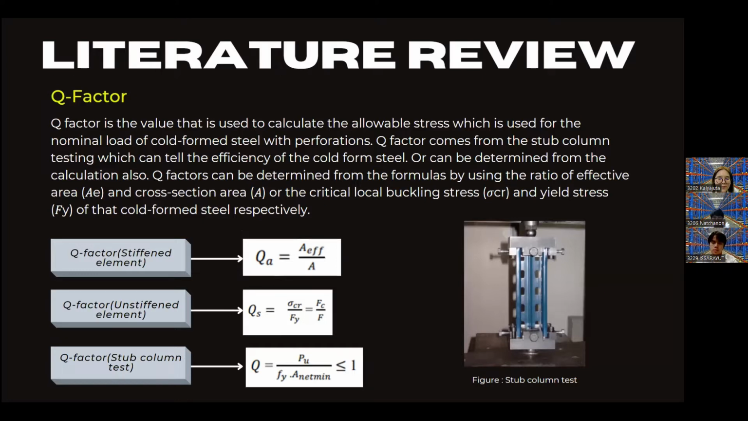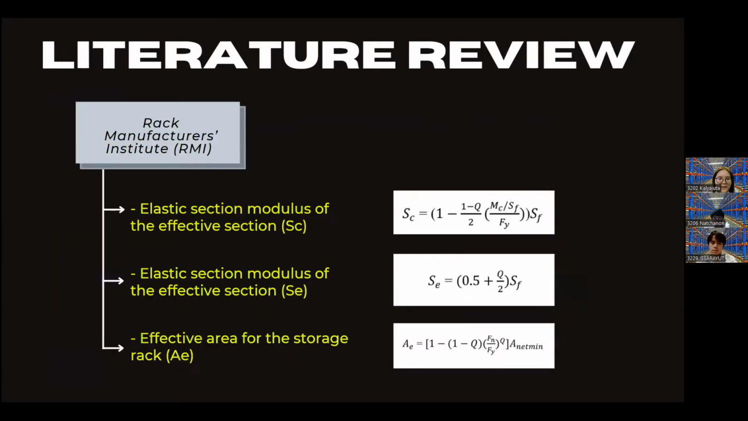It comes from the stub column test, which can tell the efficiency of the cold-formed steels, and also can be determined from calculations. The Q factor can be determined from the formula by using the ratio of effective area and cross-section area, or the critical local buckling strength and yield rate of the cold-formed steel respectively. For the RMI standard, it focuses on yield topics too. There are elastic section moduli of the effective sections in two cases, Sc and Se, and the largest effective area for the storage rack. You can see the formula on this slide.